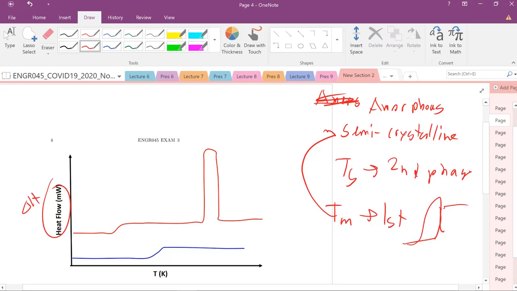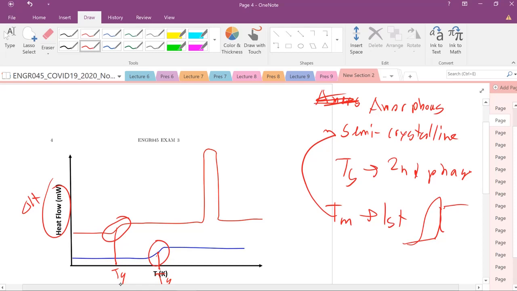So as we increase temperature, we see this peak here. And the TG is a second order phase transition, so we will see a change in slope. We could see a change in slope here and a change in slope here. So here are our two TGs for the two different curves. You pick the midpoint there.